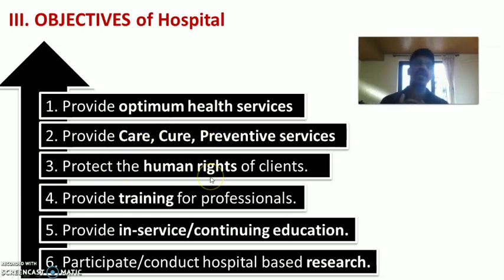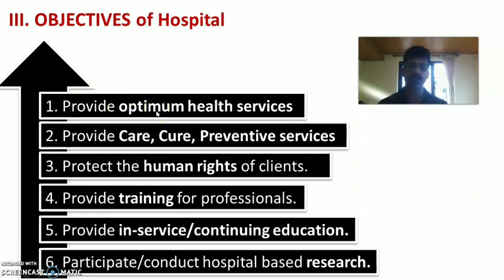Third one is to protect the human rights of the clients, of the patients, maintaining the confidentiality. Okay, so protect the human rights of the patients. Then fourth objective is to provide training for various professionals who work in the hospital institution. Then fifth one is to provide in-service and continuing education to the employees. Then the last, sixth objective is to participate in and conduct various medical based or hospital based research, clinical based research. So these are the 6 important objectives of hospital.